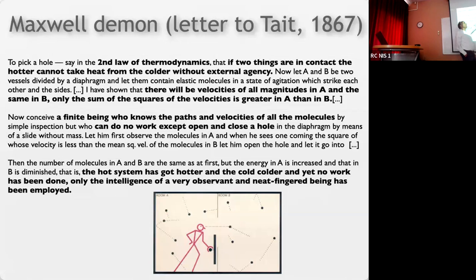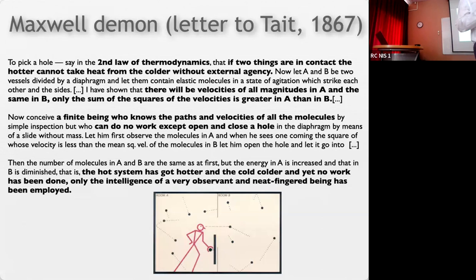But Maxwell, like this year or maybe one year after, one year before, discovered the Maxwell distribution of velocities. So you know that in a gas, the average velocity is higher in the hot than in the cold, but there is a distribution. So in the hot gas, there are many slow particles, and in the cold gas, there are many fast particles.